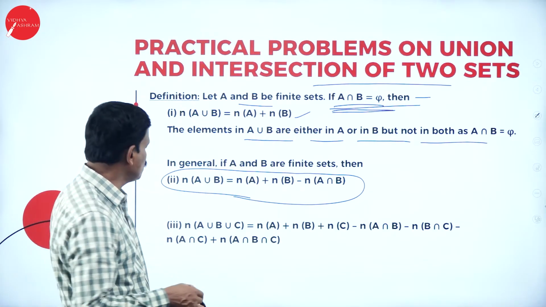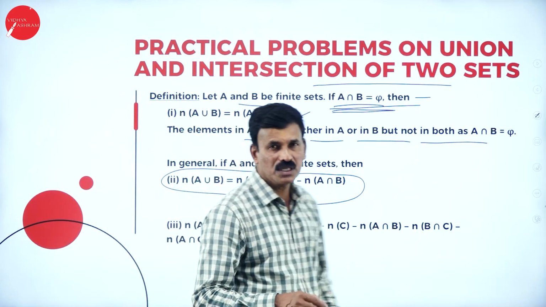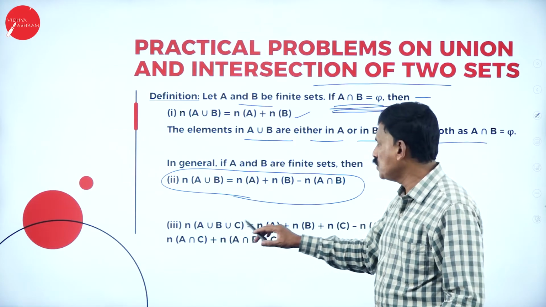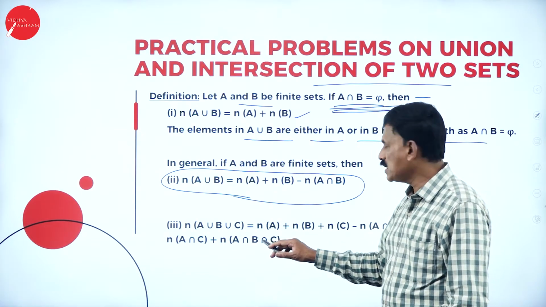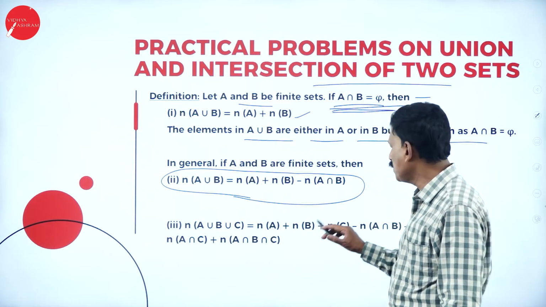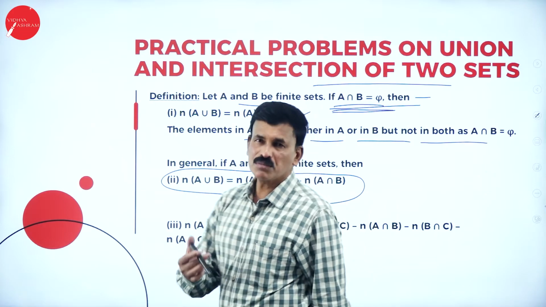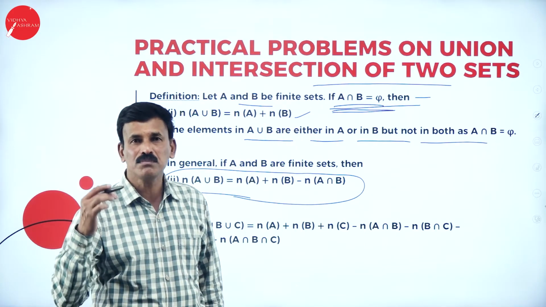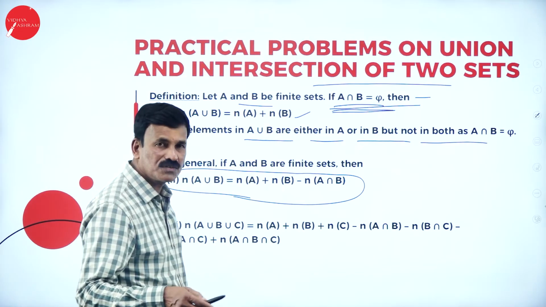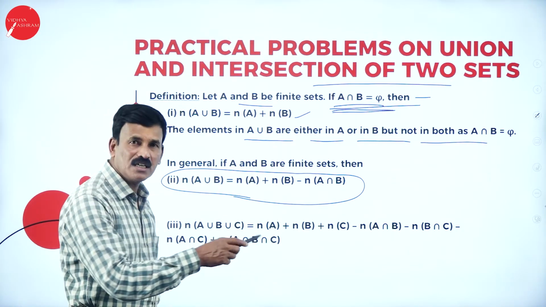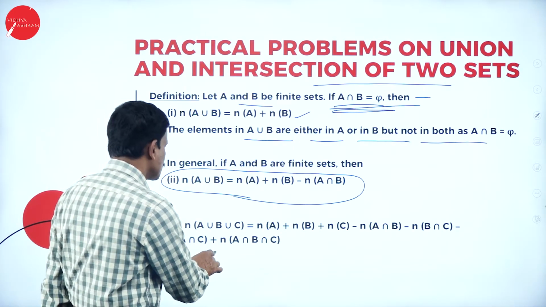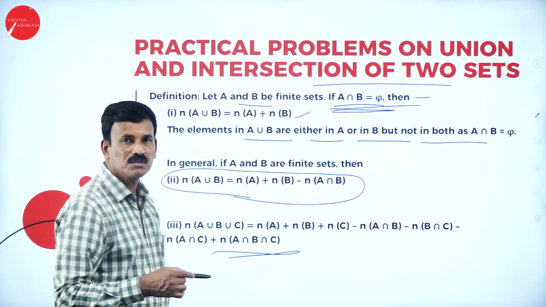Similarly, for any three non-empty sets A, B, C, n of A union B union C is equal to the number of elements in A plus the number of elements in B plus the number of elements in C, minus, taking two sets at a time, n of A intersection B minus n of B intersection C minus n of A intersection C, plus n of A intersection B intersection C.